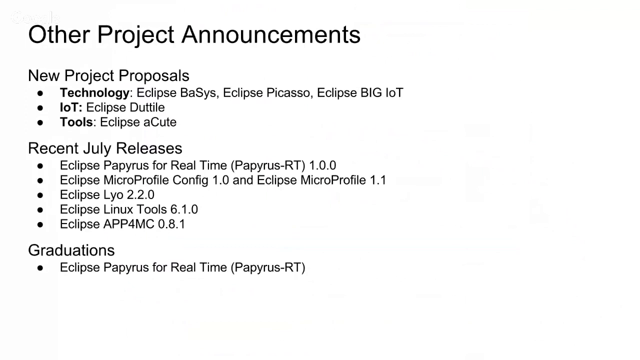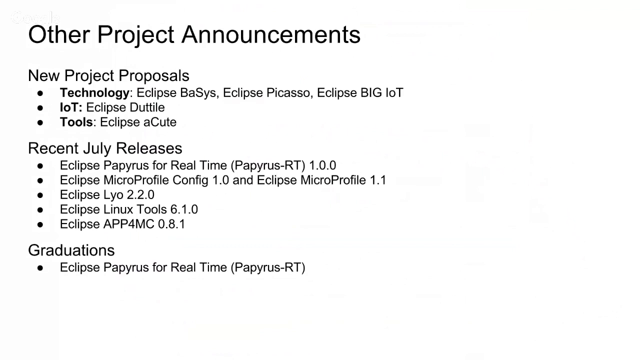We have a handful of new project proposals: the Eclipse Basis, Eclipse Picasso, Eclipse Big IoT under the Technology PMC, the Eclipse Dutil under IoT, and the Eclipse Acute. I hate to mention any of these specifically without talking about all of them, but the Eclipse Acute one is kind of interesting. It's some language server implementations of C# support in the Eclipse IDE. And there's another language too, but I can't remember quite which one it is.